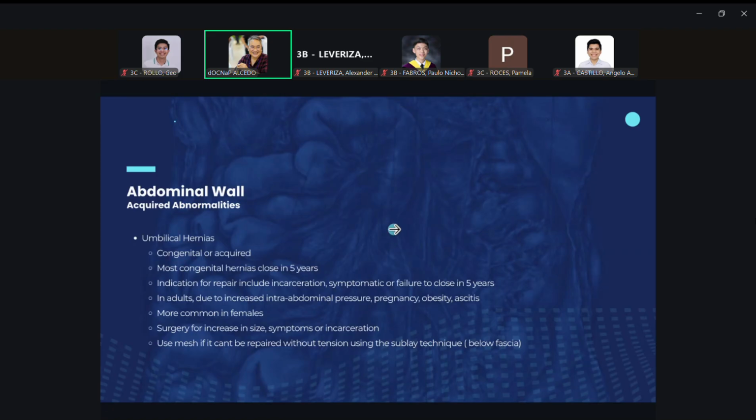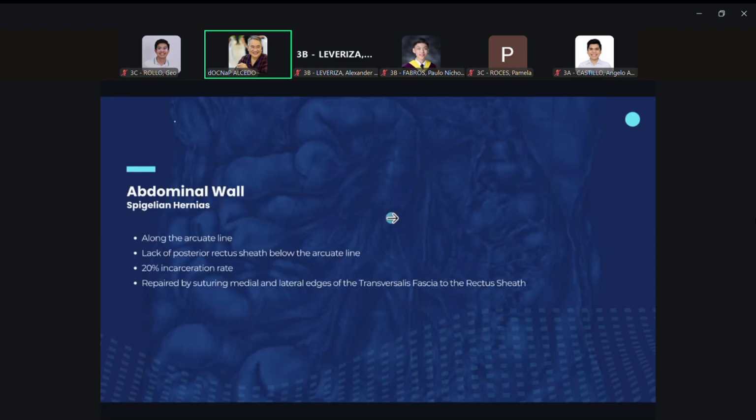Okay. Some would use onlay mesh, which means that they suture and then after approximation, they put an onlay mesh. Some would use a bridging mesh, which means you don't suture, you maintain the defect, but you put a bridge to approximate both defects. There is no tension, but there is a bridging mesh in between the defect. Okay. Spigelian hernias. Okay, just read on this.